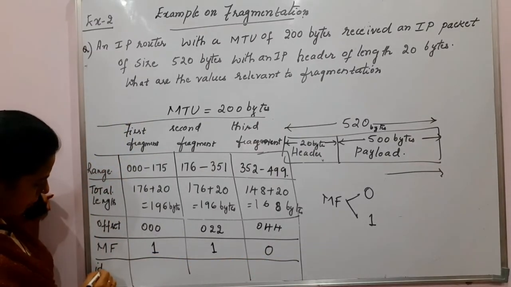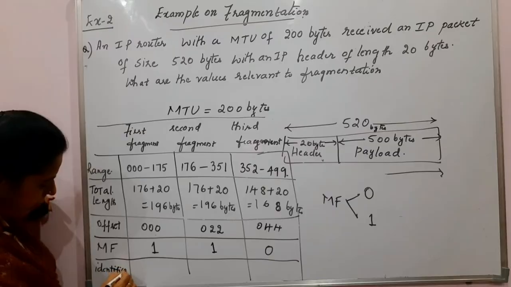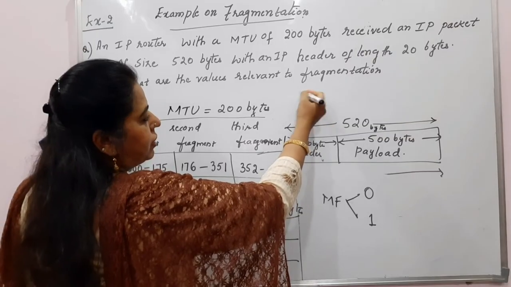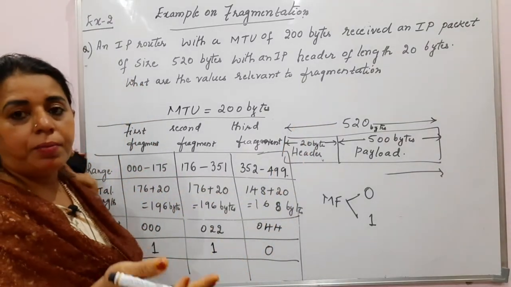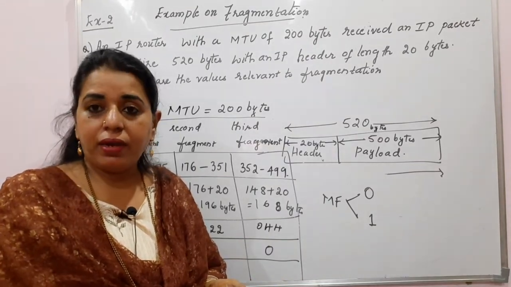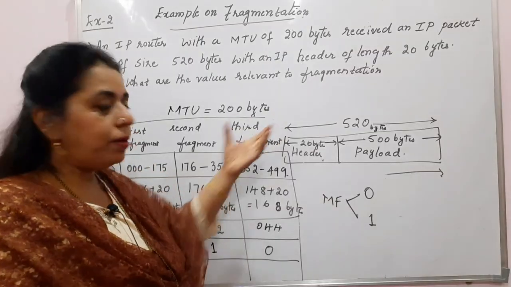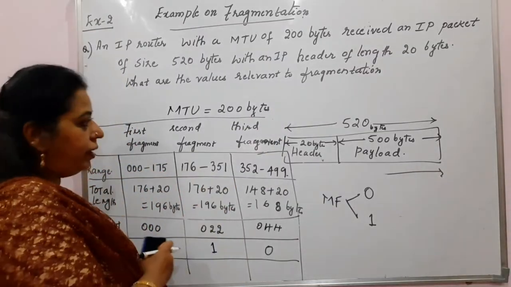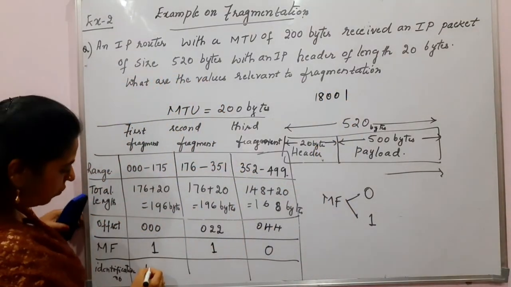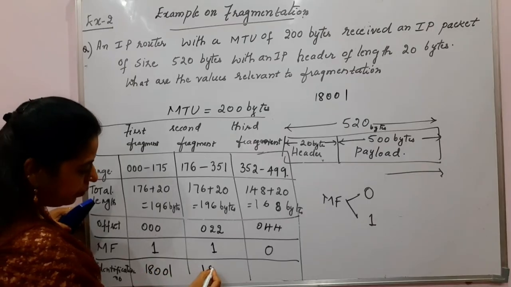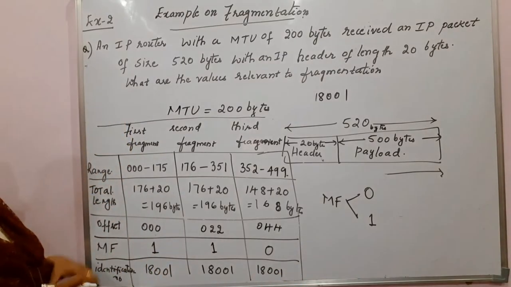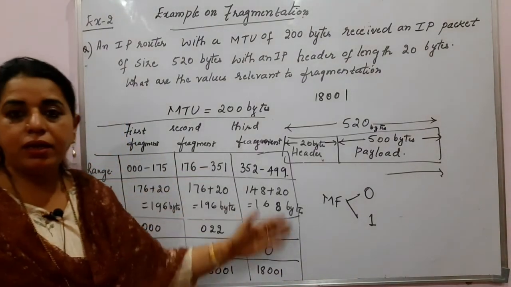And since all these fragments should have the same identification number, the identification field will be the same for the IP datagram. You can take any random number for identification because it has 16 bits reserved for identification, 2 to the power of 16, 65,535, any number between 0 and 65,535. Randomly you can choose here. Suppose I am simply choosing 18,001. That means all fragments of that IP datagram will carry 18,001. This you can choose randomly. So this much of information is required in each of the fragments.